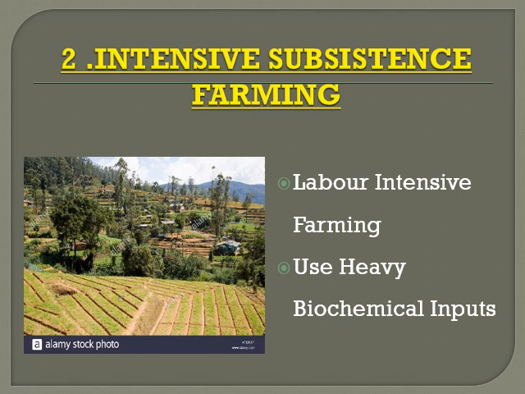Farmers use heavy biochemical inputs, intensive irrigation, HYV seeds and some biochemical technology. So that's why it results in higher production. That means farmers are using all these things to obtain higher production. Students, in the given picture, you are seeing the pictures and the activities of intensive subsistence farming.